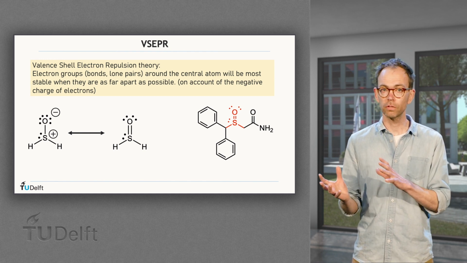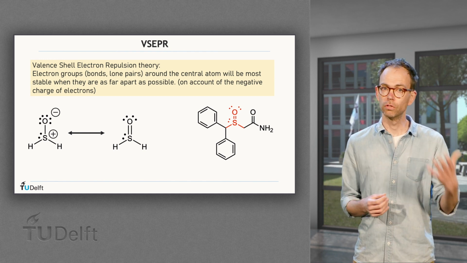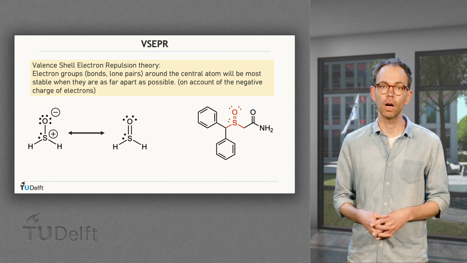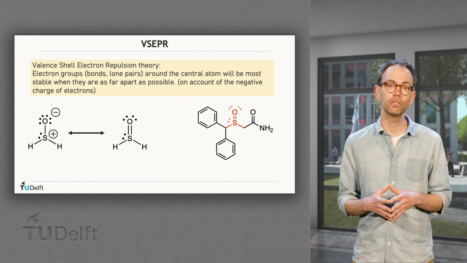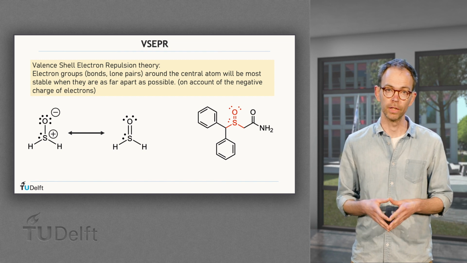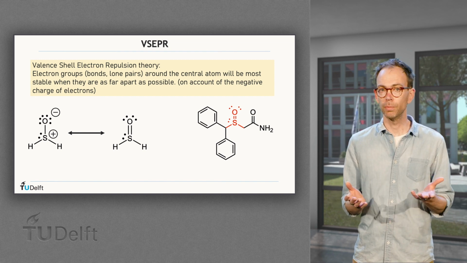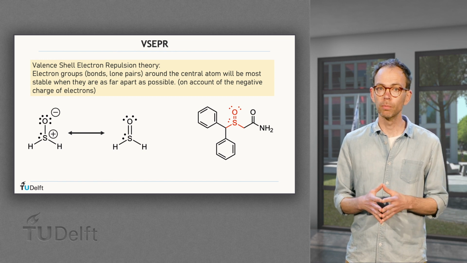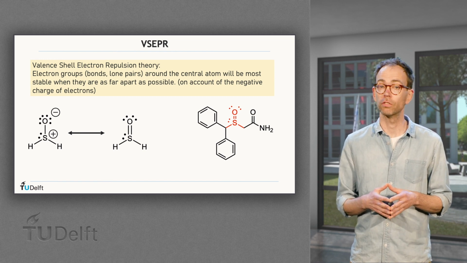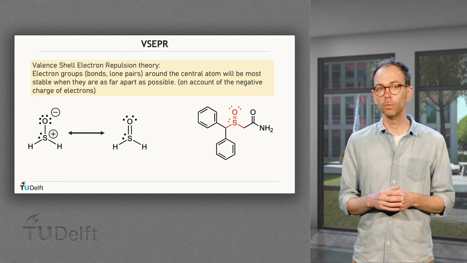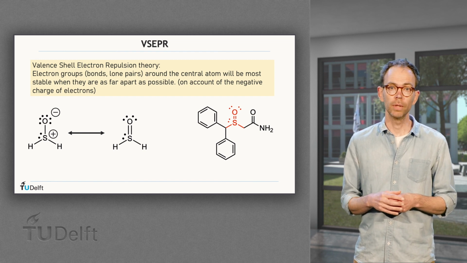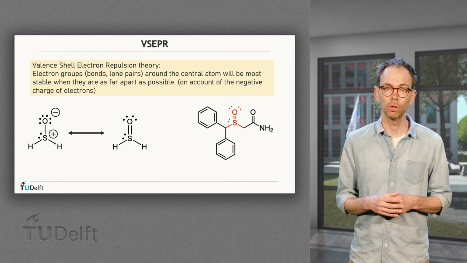We can now start to use that knowledge to determine the 3-dimensional structure of that sulfoxide group using a theory called valence shell electron repulsion theory. In VSEPR, we consider the number of electron groups around a central atom. An electron group is either a lone pair or a bond, which can be a single bond but also a double or triple bond.